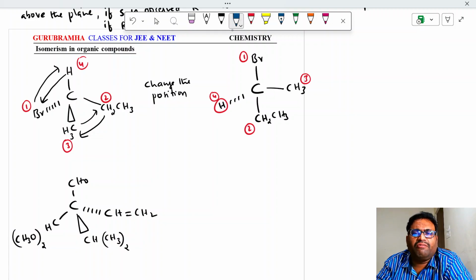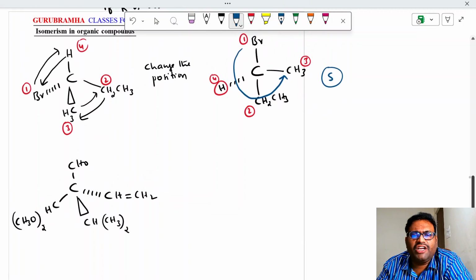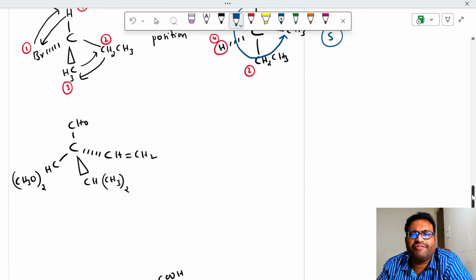So 1 is here. 1, 2, 3. What you are observing? Counterclockwise. So what is this molecule? This is R molecule. Sorry. This is what? Counterclockwise now? S molecule. What is this molecule? S molecule. Understood? So here most of the people get confused.